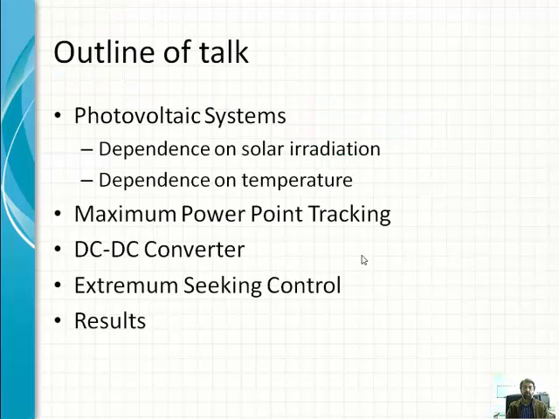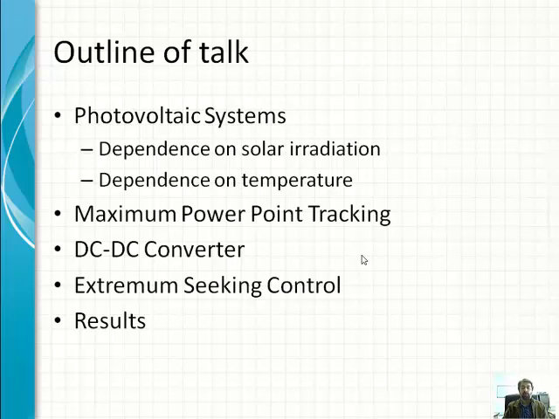So the first thing that we're going to look at is the non-linearity that exists in photovoltaic systems. In particular, we're going to look at how the power that is generated depends on the solar radiation as well as the temperature. And then we're going to look at the application, that is the maximum power point tracking, and how we can do that in this particular case. Also, we're going to look at how a DC-DC converter in between the photovoltaic system and a battery, for example, or any particular load that you may have allows us to do this conversion in a very smooth way.